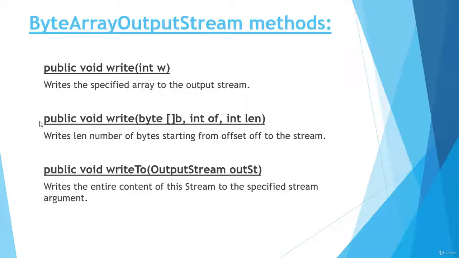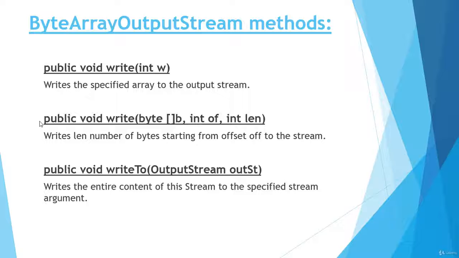So there are three parameters. The first one is the array, the second one is off, and the third one is len. So this method basically writes len number of bytes, starting from the off variable, into the stream. Next, we have the writeTo method. It writes the entire content of the stream to the specified stream argument. You can see the parameter is an output stream reference. So with the help of this method, we can write the content of this stream to the specified stream.